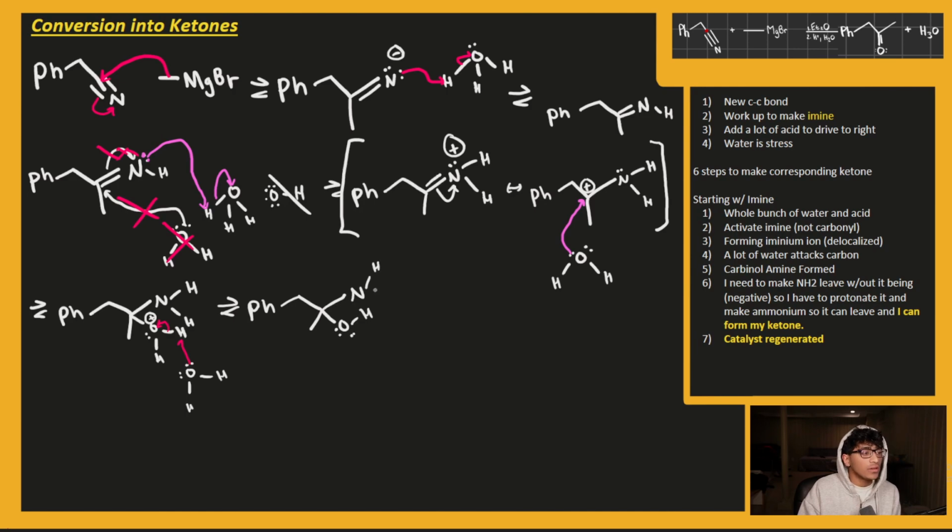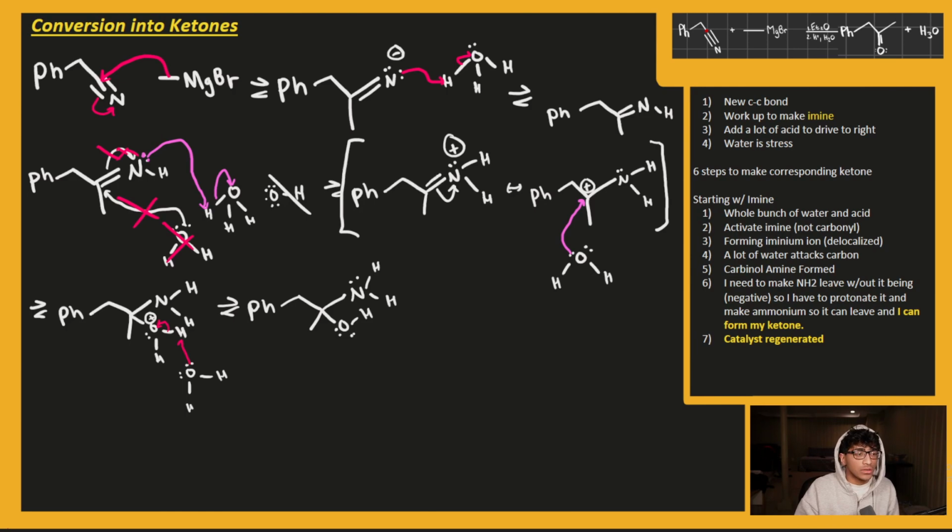In a ketone, is there N? No, there's no N. So we got to get him out of here. So how are we going to do it? We just formed hydronium. Actually, I don't even think that's true. It's just that hydronium is in the flask.